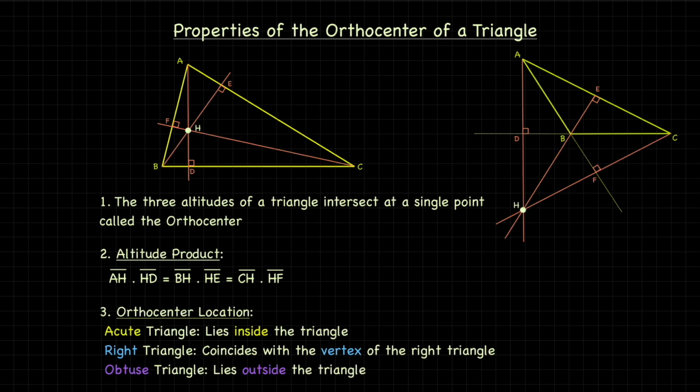The third property of the orthocenter deals with where the orthocenter lies, depending on the type of triangle. For an acute triangle, it will lie inside the triangle. For a right angle triangle, it will be the vertex of the right angle. And for an obtuse triangle, it will lie outside the triangle. This property follows quite intuitively once we prove the first two properties, which we will do in the following sections.